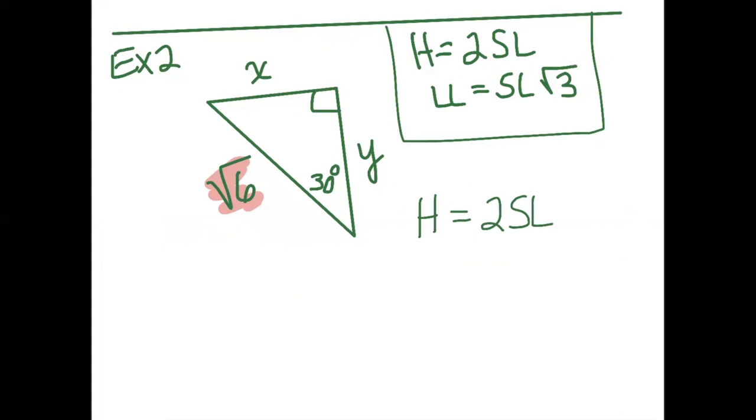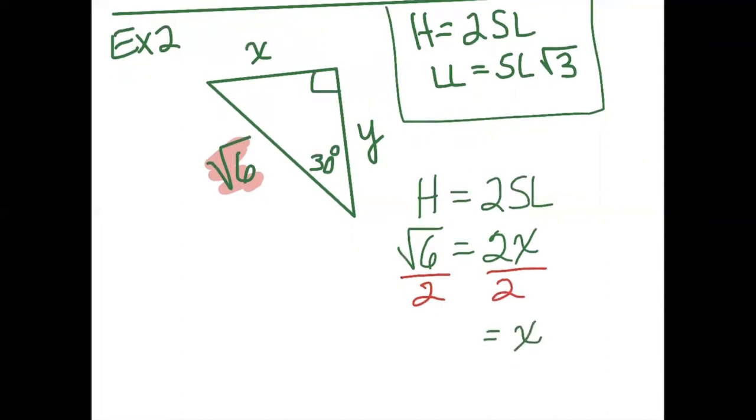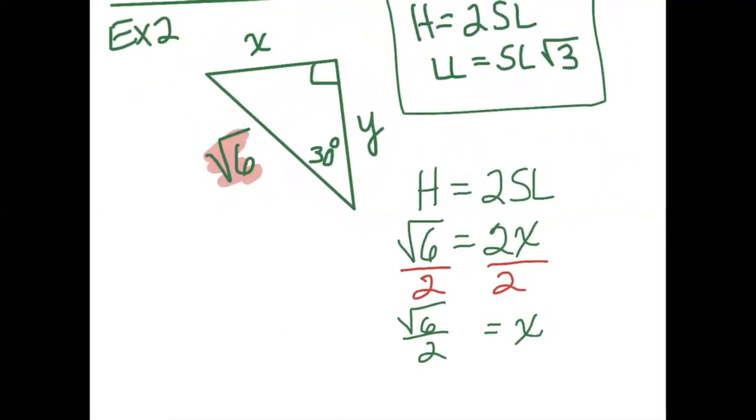Okay, hypotenuse. And my short leg is X. Okay, so now I'm going to divide both sides by 2. And I end up with X is equal to the square root of 6 over 2. Sorry, if I touch the screen, things go crazy. All right, so now I have my short leg. That was pretty simple, right?